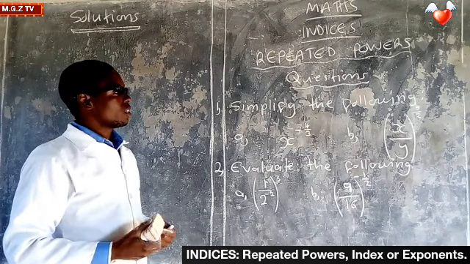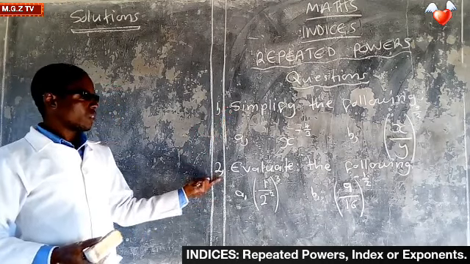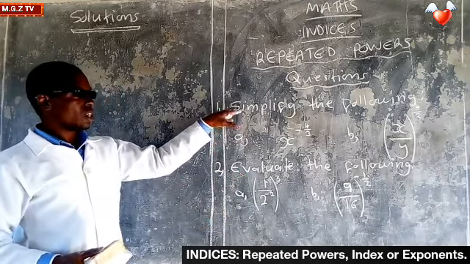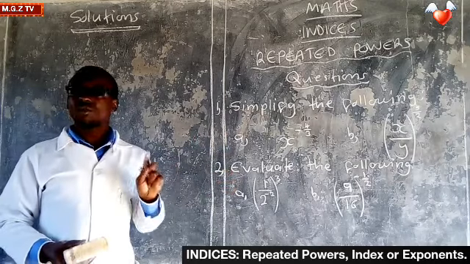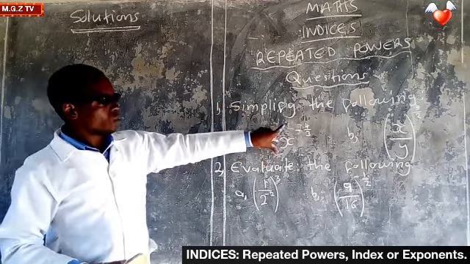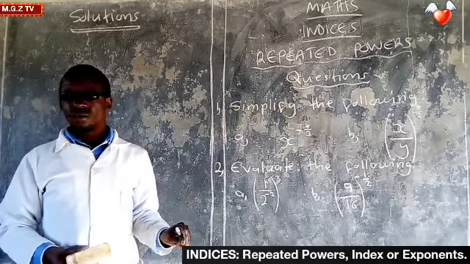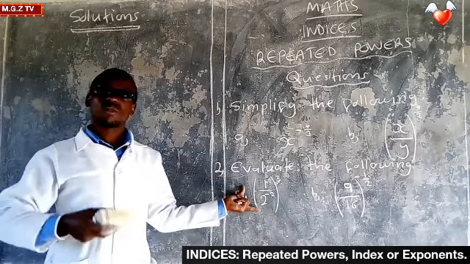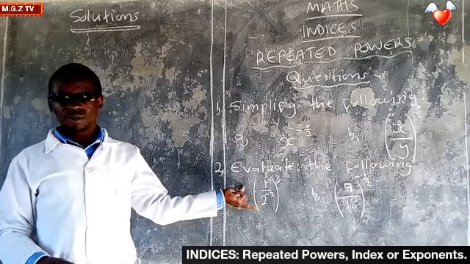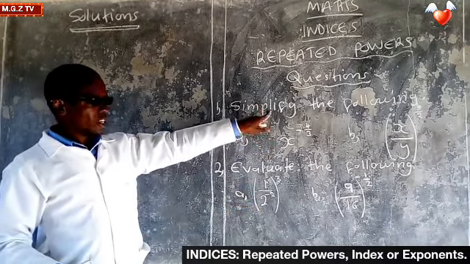In our examples here, the first question says simplify the following. The second one says evaluate the following. When you say simplify and evaluate, these two are different. To simplify is to change the expression and leave it in a simple form. To evaluate is to go on and find the final answer.